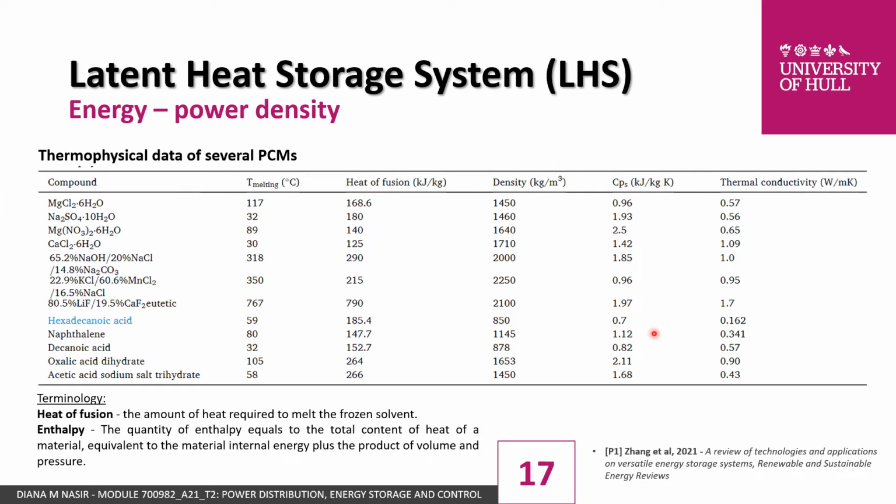So some examples of thermophysical data of some PCMs are shown. Note that the table shows the heat of fusion, in the unit of kJ per kg. It can be a bit confusing which one is the enthalpy of the PCM and why it is not presented in heat of fusion instead.